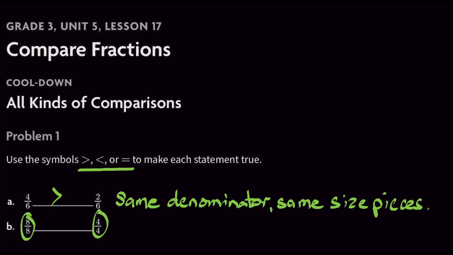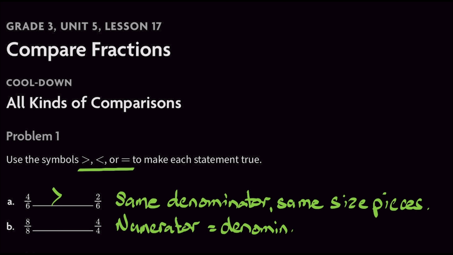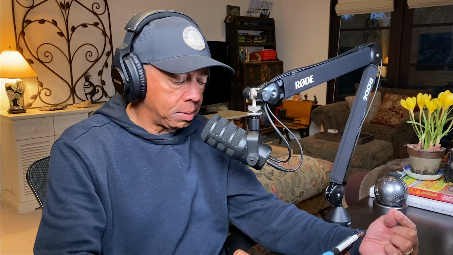The next question, if I look at the numerator and the denominator, I see that 8 is the numerator, 8 is the denominator, 4 is the numerator, 4 is the denominator. I can tell that the numerator and the denominator are exactly the same, which means I'm talking about one whole. So 8/8 is equal to 4/4 because they're both equal to one whole. The second part of this problem refers to a word problem or situation that they want us to figure out.